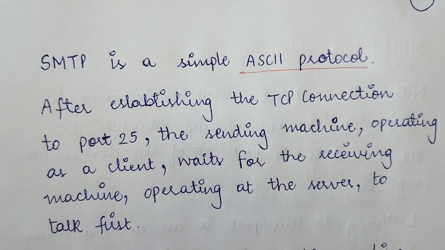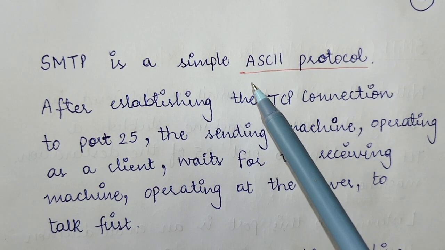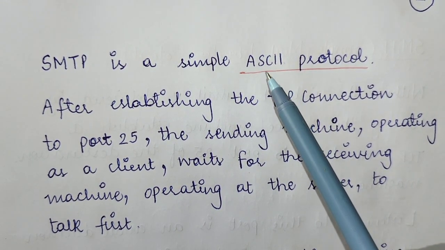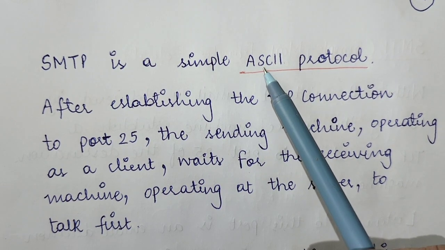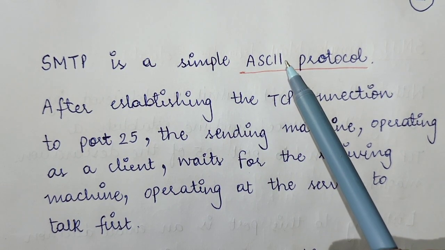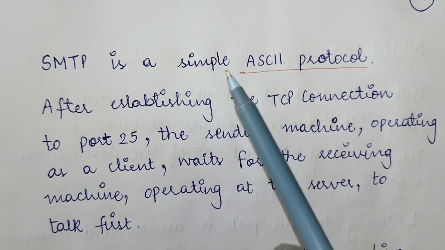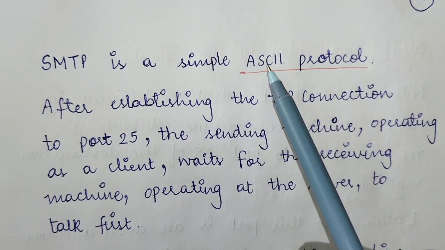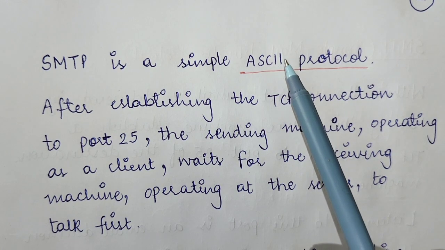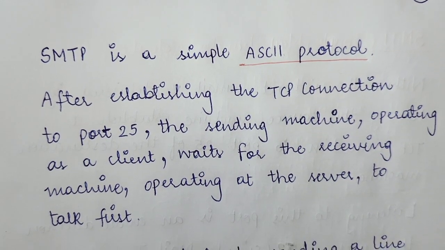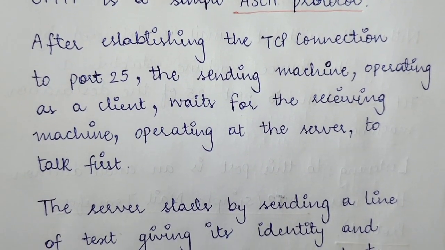SMTP is a simple ASCII protocol. Alright, so ASCII, as we all know, stands for American Standard Code for Information Interchange. It is a protocol standard set by the American Standard Code for Information Interchange, or ASCII. SMTP belongs to this community of the ASCII protocols. So we can say that SMTP is an ASCII protocol.